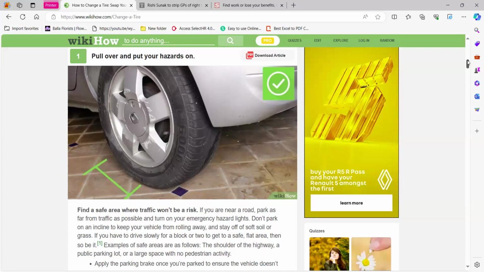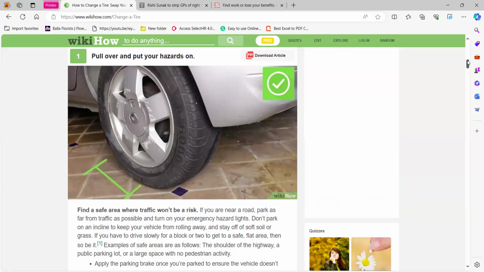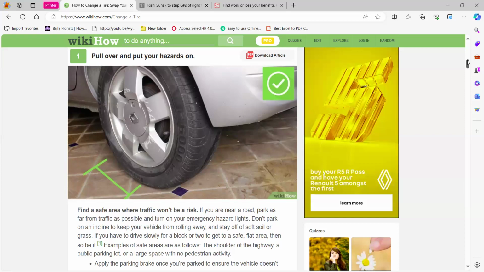Would you say it's numbered as well? 1. First step. Yeah, I was hoping you would spot that. So we've got a numbered list. So this is the first step. What about the language? Pull over. It's a command. Excellent. So we've got those imperative or command verbs. Pull over and put your hazards on. It's not got please if you would like to pull over. It's telling you pull over.